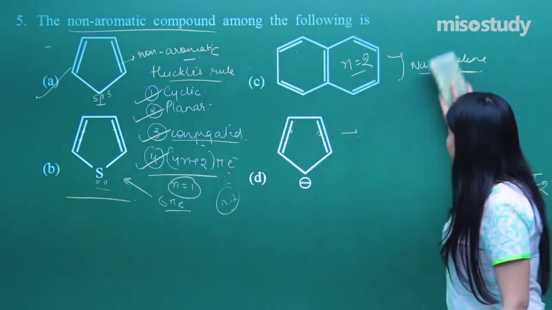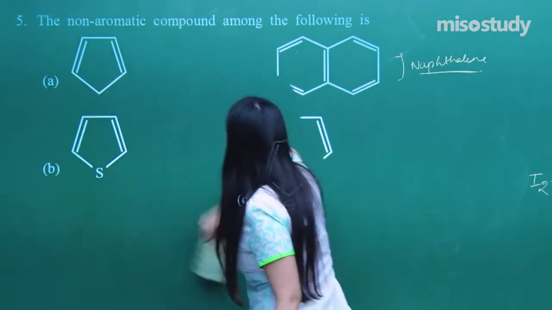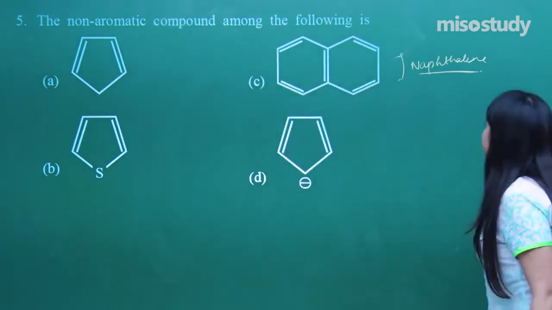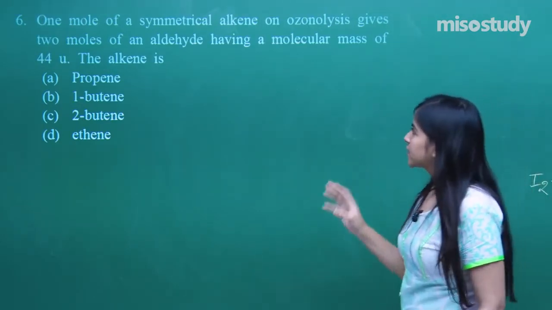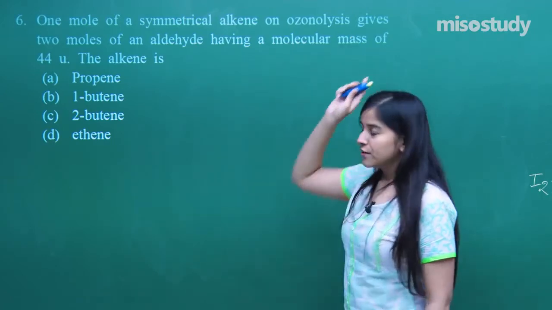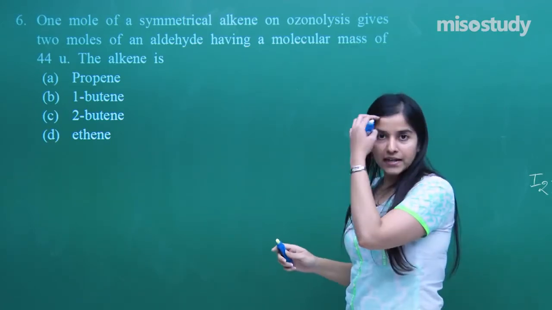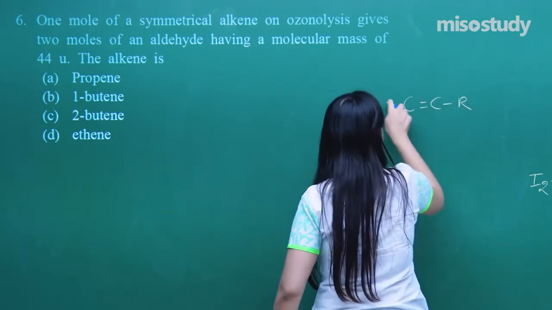So now let's move on. What does the next question say? What do we have next? Okay, a very interesting reaction it is. 1 mole of a symmetrical alkene, first of all I have a symmetrical alkene. That means it must be somewhat like this.